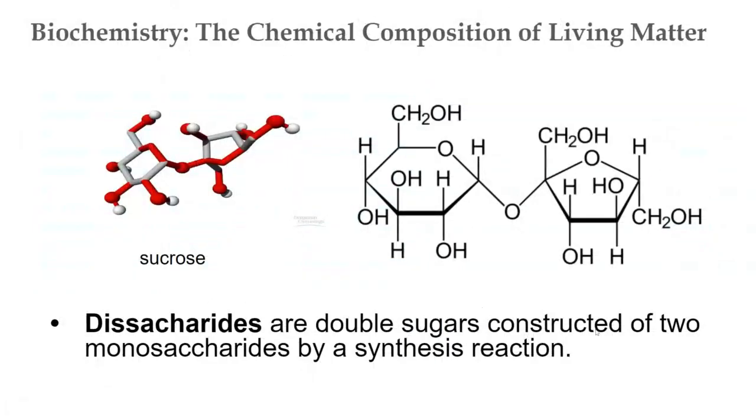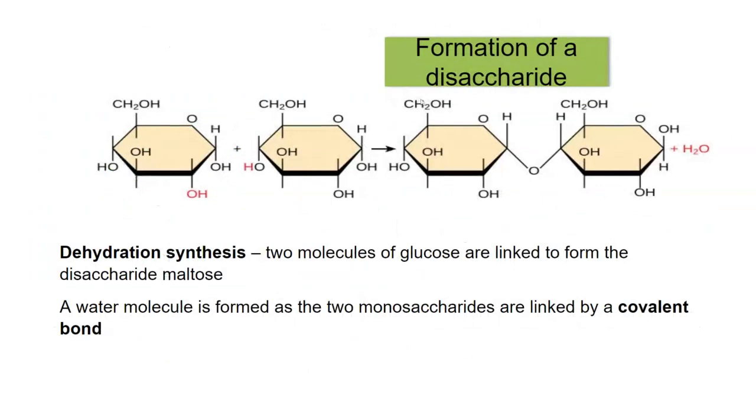Disaccharides are double sugars constructed of two different monosaccharides, and they're combined with this special bond right here. So sucrose, for example, is a ring of glucose and a ring of fructose bound together. And they're bound together in a dehydration bond. So both of them have a hydroxyl group on the end.